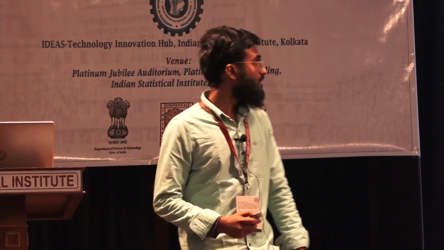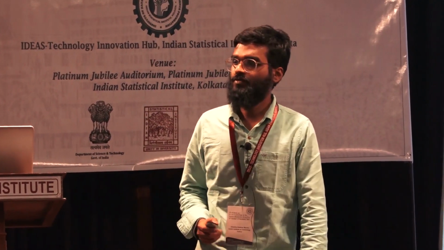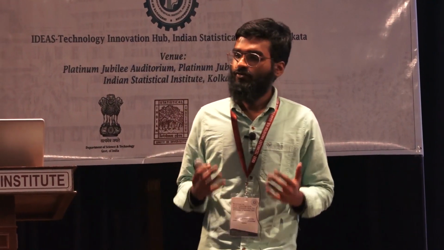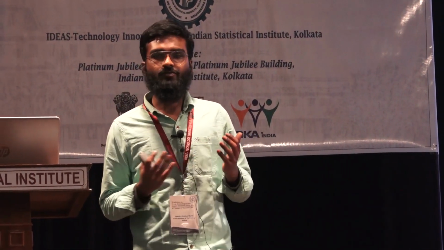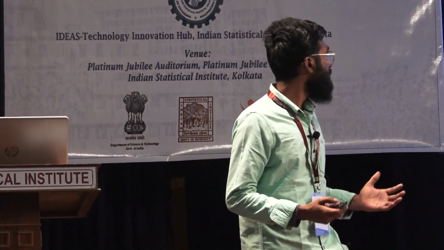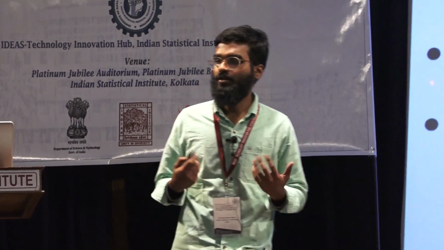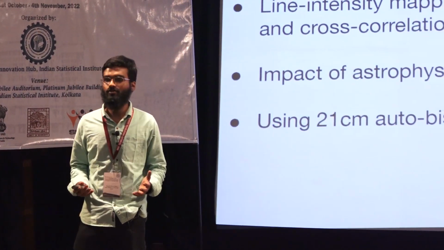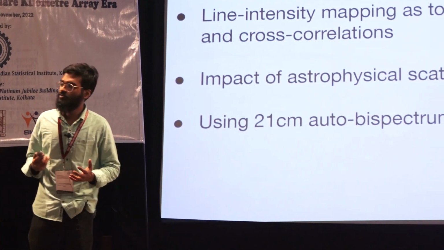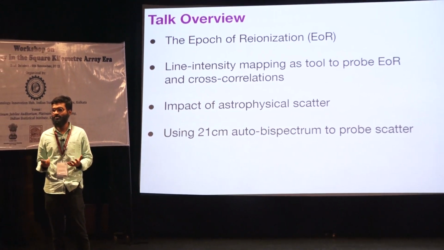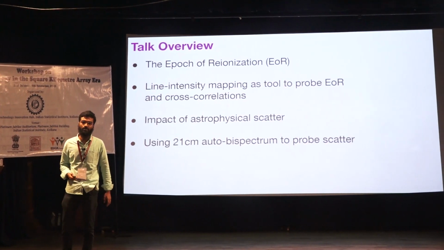So, I am Chandra Shekhar from IIT Indore, and I'll be talking about probing the UV astrophysics with 21 centimeter line intensity mapping bispectrum. So, this is my brief overview of the talk. I'll start with the Epoch of Reionization, and I'll move on to discuss line intensity mapping as a tool that can be used to probe UV and about cross correlations. And then finally, I'll move on to the impact of astrophysical scatter on the statistics and how we can use the 21 centimeter auto bispectrum to probe the scatter that can have imprints on the 21 centimeter signal.